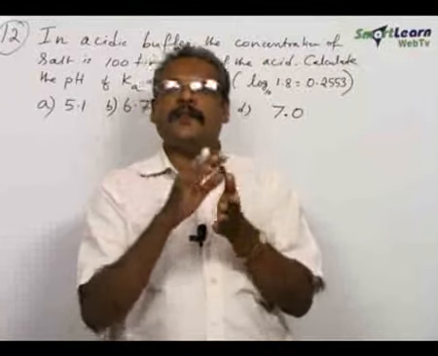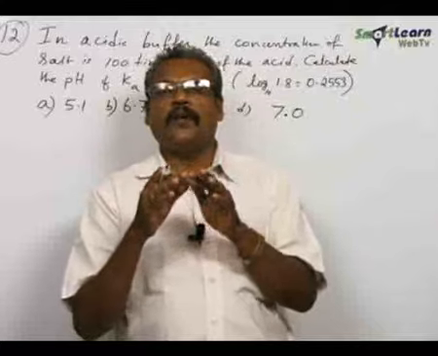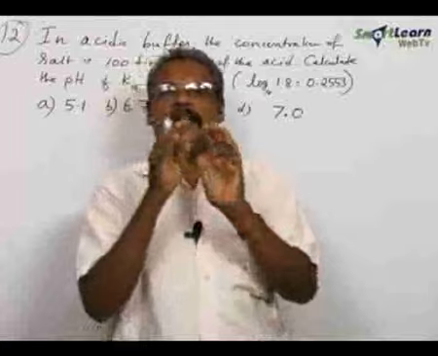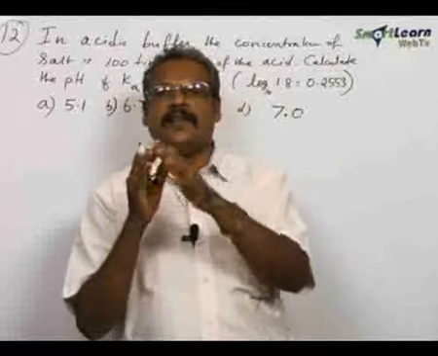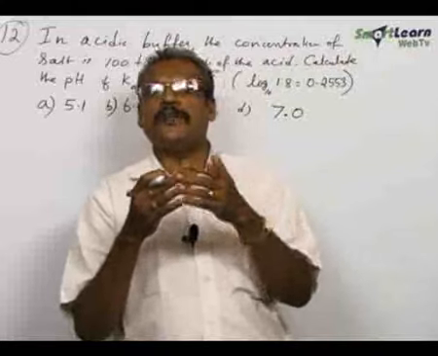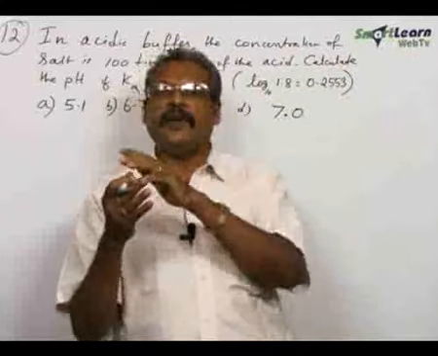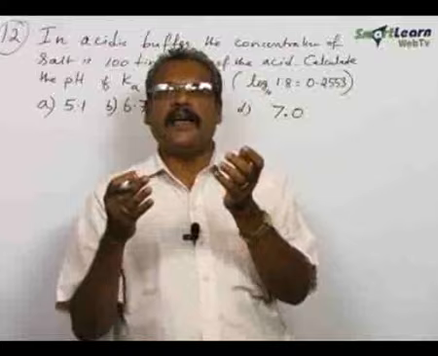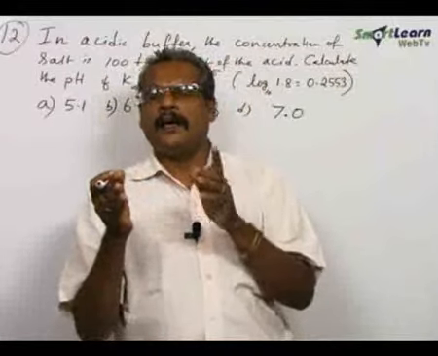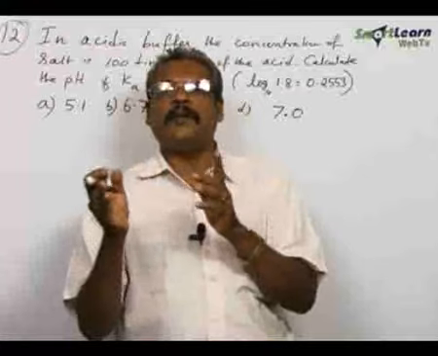There are two types of buffer solutions. One is acidic buffer and the other one is basic buffer. An acidic buffer has a weak acid and its salt, for example ethanoic acid, that is acetic acid, and sodium acetate. A basic buffer has a weak base and its salt, for example ammonium hydroxide and ammonium chloride. That is an example of a basic buffer.